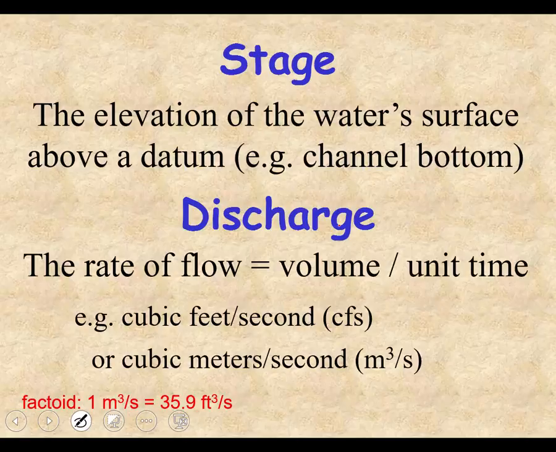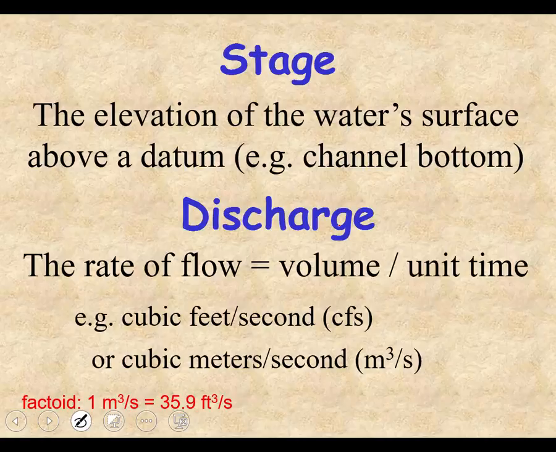Okay. Now you might think, I've got a house, I live near a river. I don't care what the discharge is. I want to know how high that water got. I want to know if it's higher than my living room or lower than my living room. And that's clearly our goal, to be able to predict stage. But it turns out to do that, we have to go through discharge.